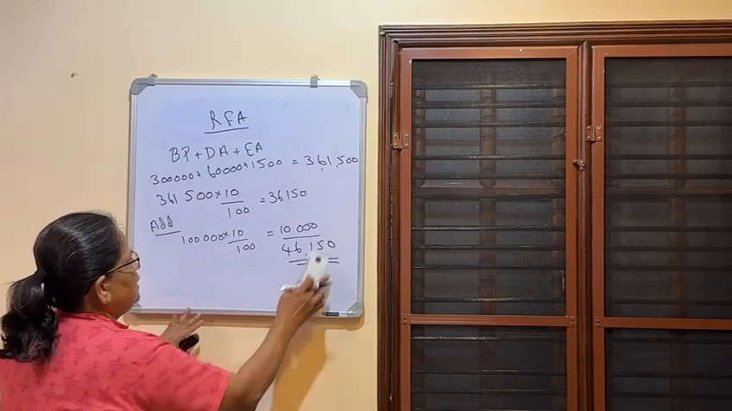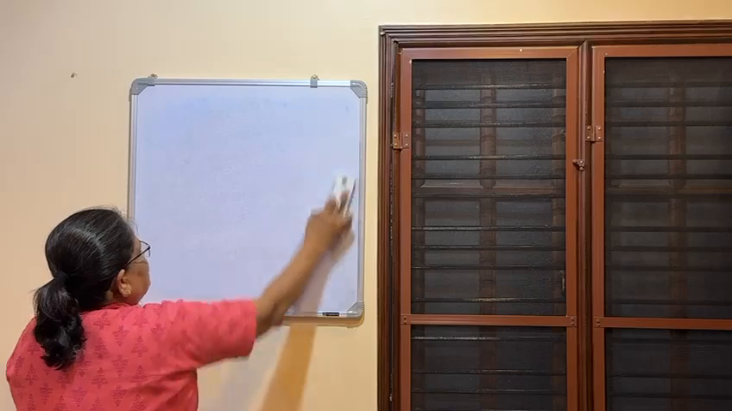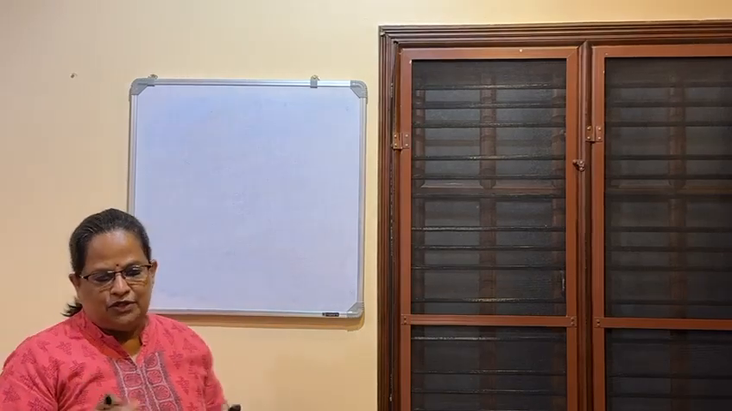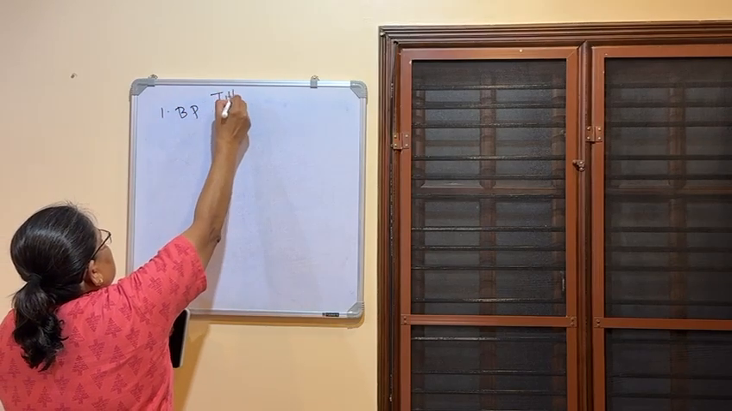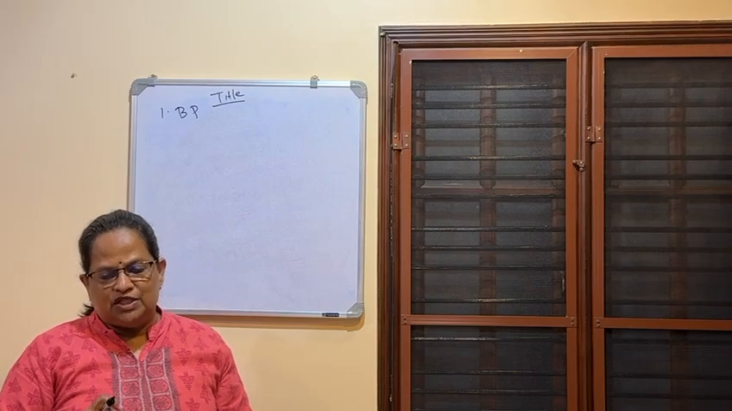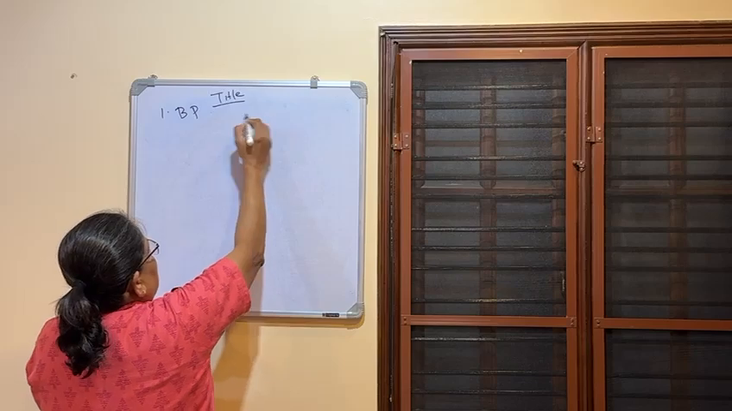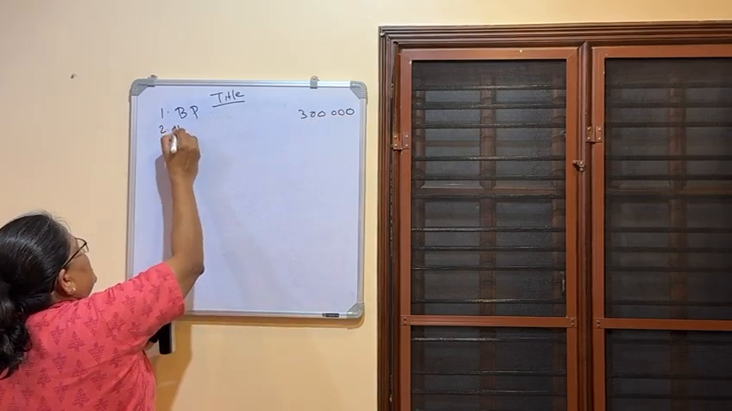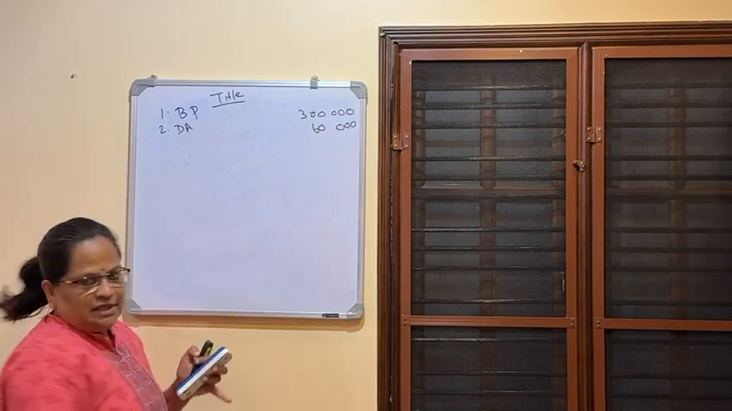Now we can compute the taxable salary. First, whatever is taxable we have to include. Title should be there. The title is: table showing the computation of taxable salary of Mr. M for the assessment year 25-26. So basic pay 25,000 into 12, here you will get 3 lakhs. Second is DA 5,000 into 12, you will get 60,000.